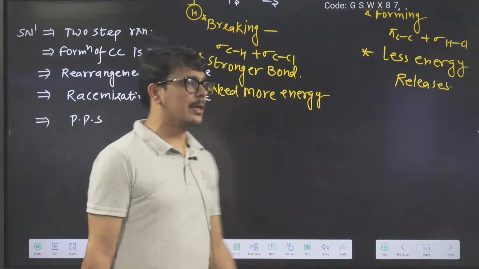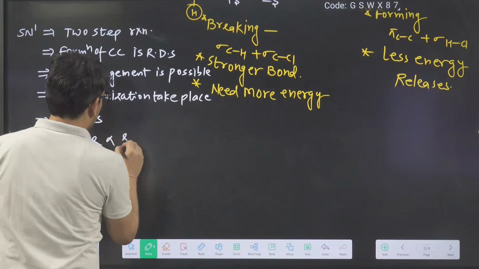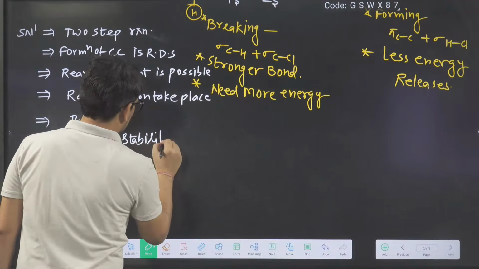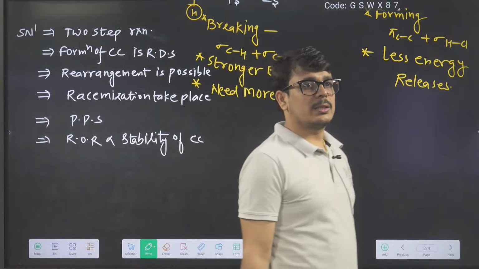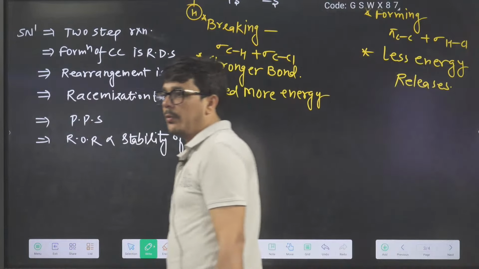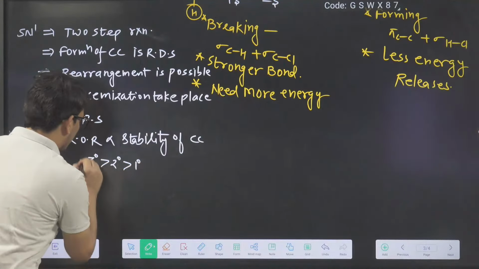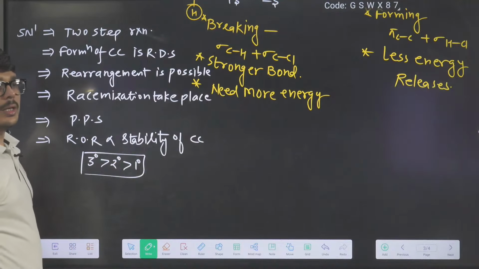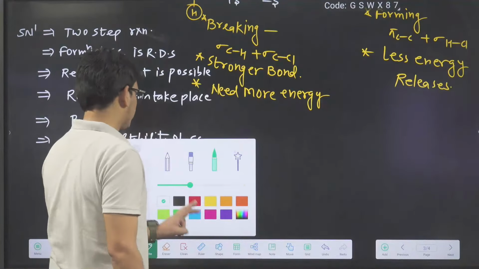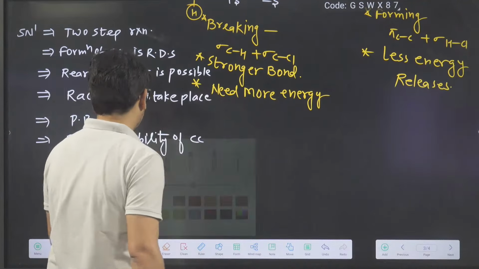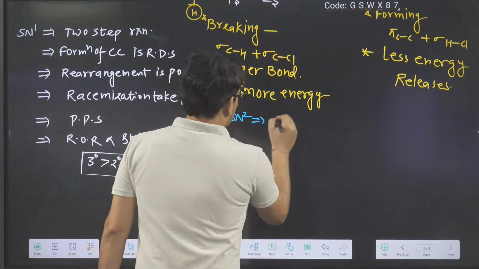Now, rate of reaction is directly proportional to the stability of which one? Carbocation. So here I can say 3 degree, then 2 degree, and then 1 degree. Now tell me about the condition for SN2. Everyone tell me. In SN2 what do you find? Single step reaction.